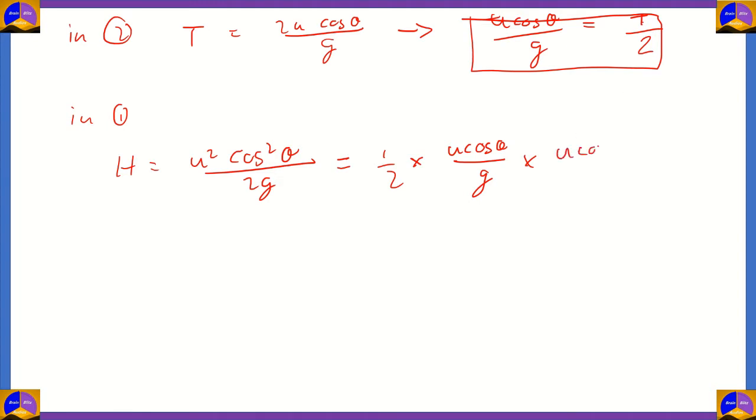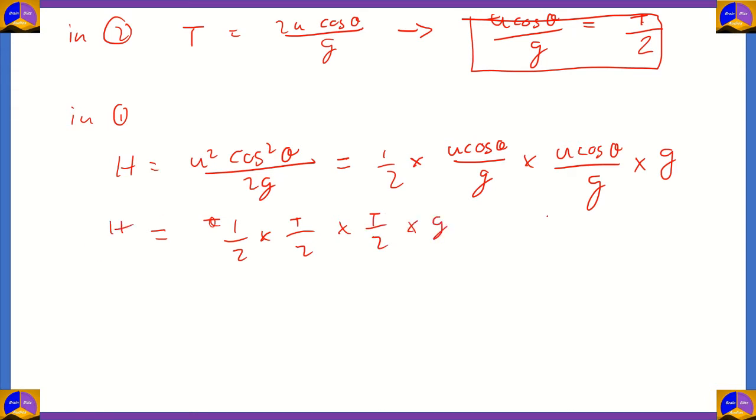So that'll be u cos theta by g times g. So this is the value for h. Now we substitute u cos theta by g with t by 2. So 1 by 2 times t by 2 times g. That is equal to t square g divided by 8.